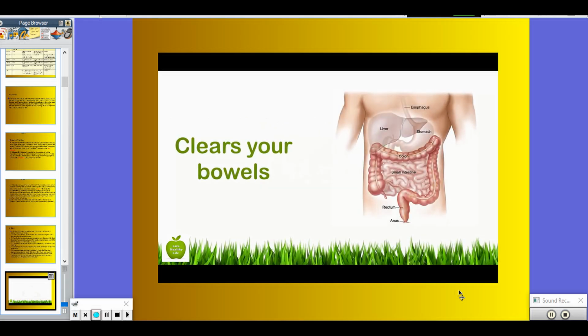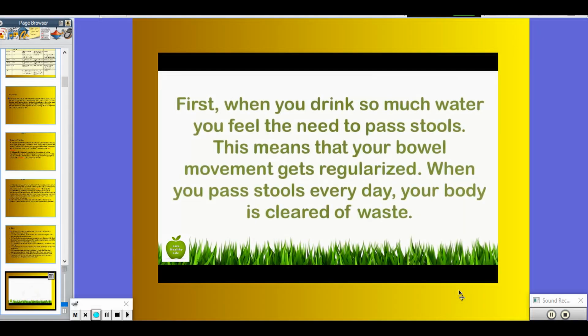Clears your bowels. First, when you drink so much water you feel the need to pass stools. This means that your bowel movement gets regularized. When you pass stools every day, your body is cleared of waste.